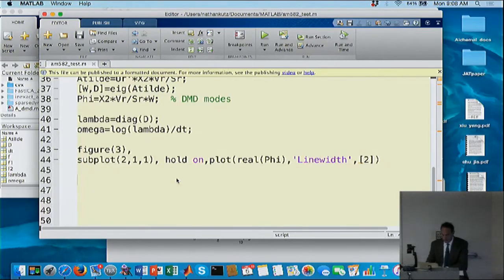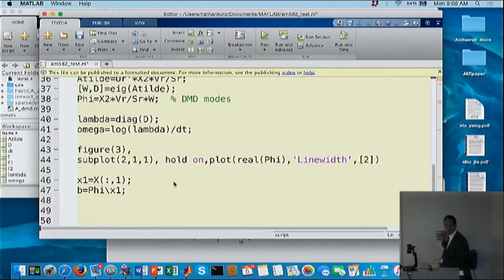One last thing. The initial condition for this is called x1. It's the first column of x. Remember, I started taking samples in time. X has all the time snapshots. So what x1 is, is the first column. So at time 0. Which means the b vector is phi backslash x1.